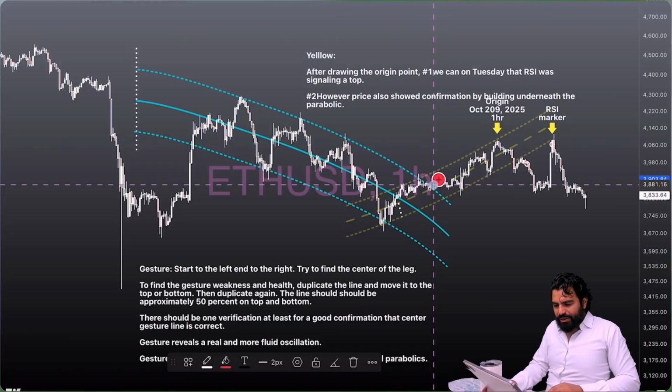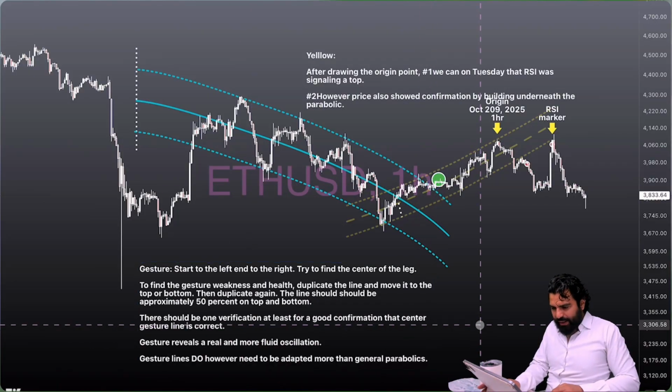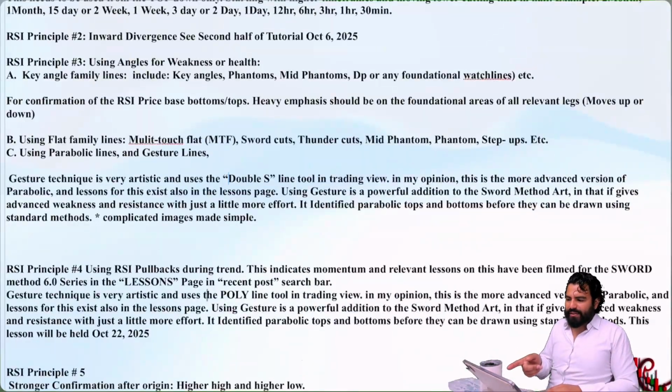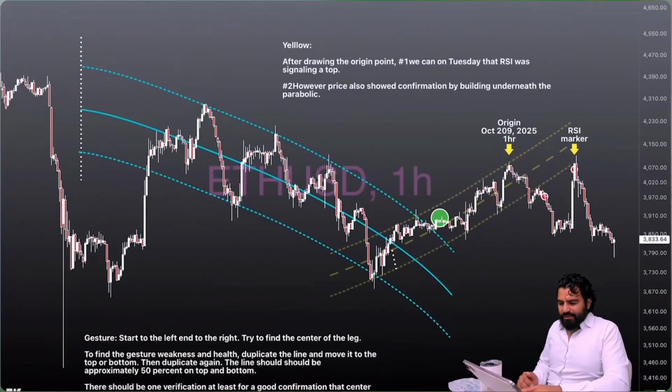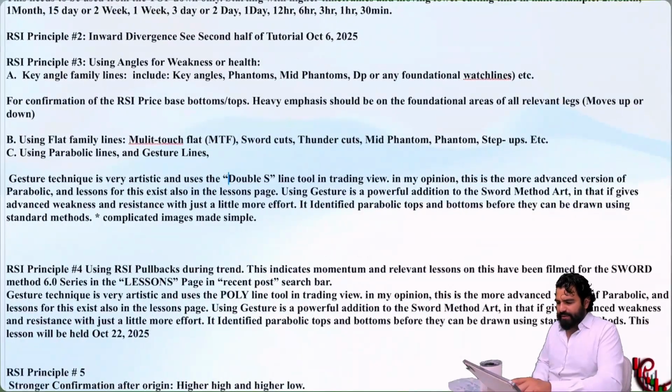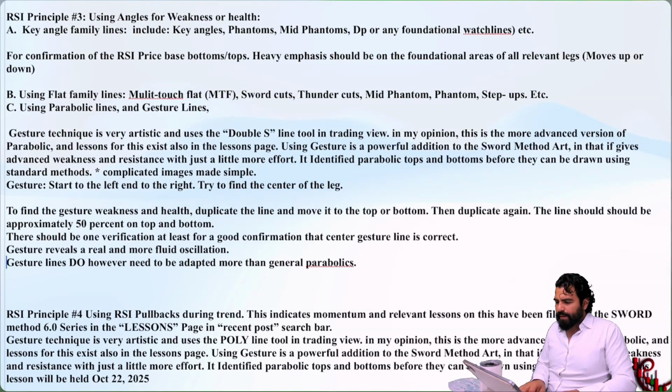Now, I picked just an example of this, and I told you guys I want you to work in tandem, so we're going to work in tandem. So I said using the parabolic and gesture lines, let's copy and paste those notes that I added just for this. And we're going to add this to this document, and then we'll go on.